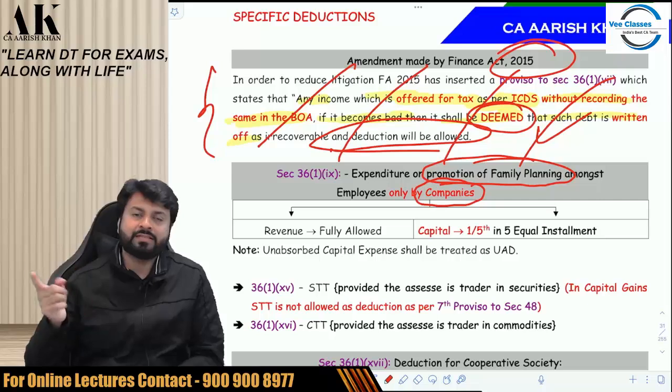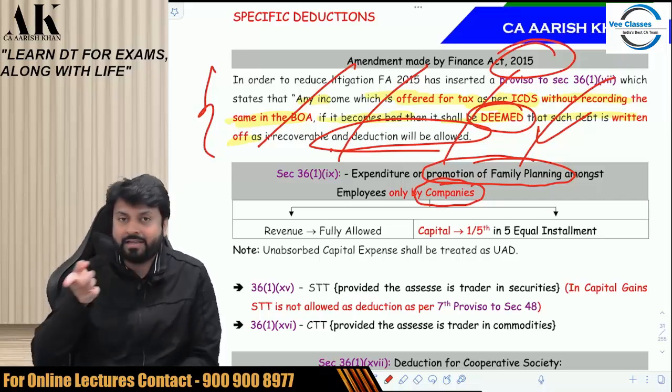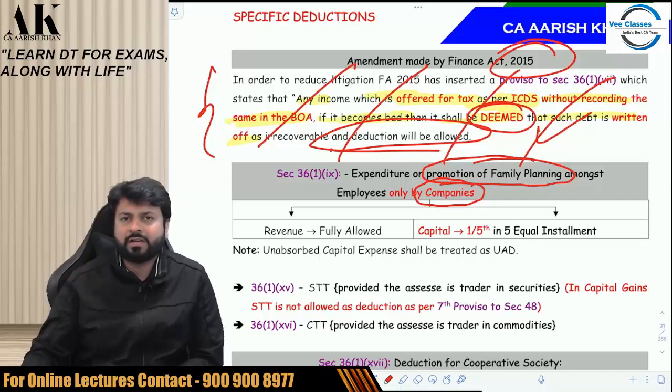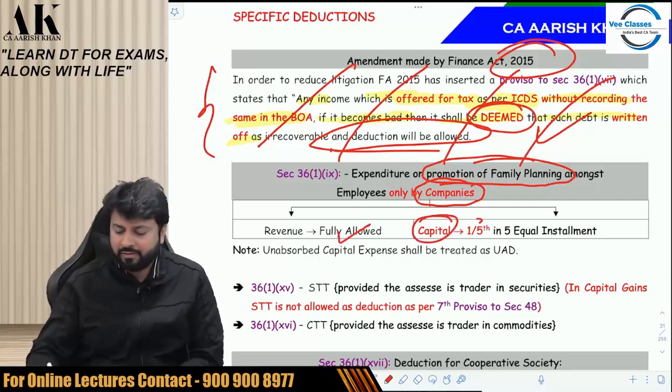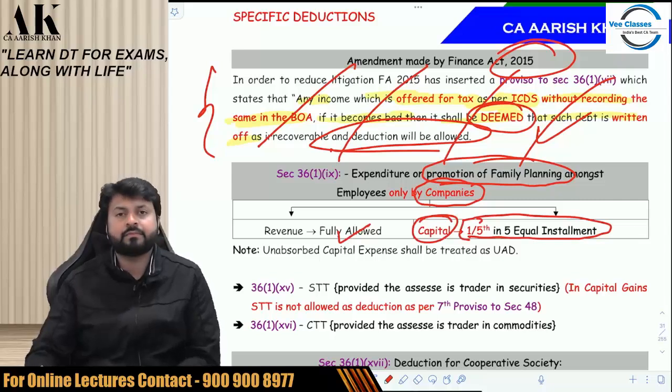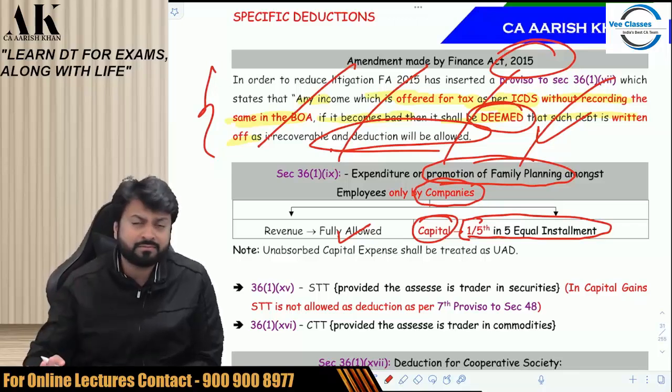So if a company is incurring any expense on promotion of family planning amongst the employees, they will get the deduction. Okay. How much deduction? Will this deduction be allowed to a firm, individual, HUF? No, no, only to a company. That too if they incur any expense in relation to family planning amongst the employees. How much deduction will they get? If it is revenue, then fully allowed. If it is capital expenditure, then it will be allowed in 5 equal installments. Revenue expenditure, fully allowed. Capital expenditure, 5 equal installments, not allowed in one shot.